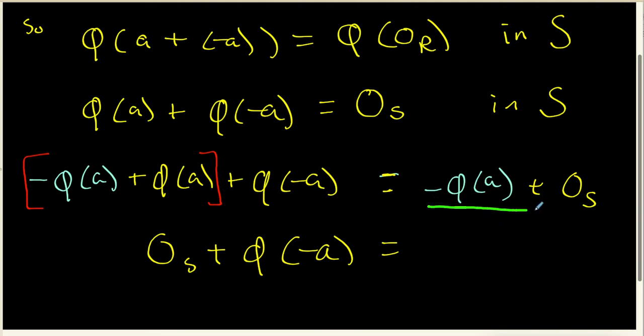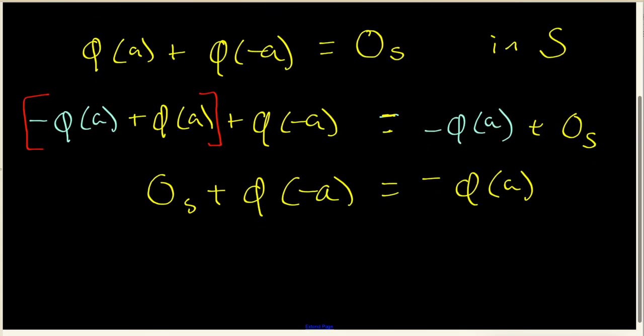well, over here on this side, anything plus the 0 in S is just going to be that anything. So I'm just going to write that down as minus phi of A. But then that same property comes into play a second time. This side here is 0 plus anything, so it's going to be the anything. So the left-hand side now becomes phi of minus A, and the right-hand side is minus phi of A. In other words, a ring homomorphism takes additive inverses in R into additive inverses in S.